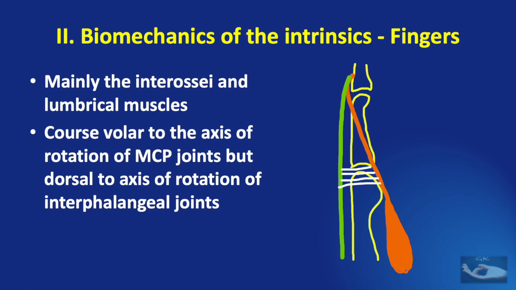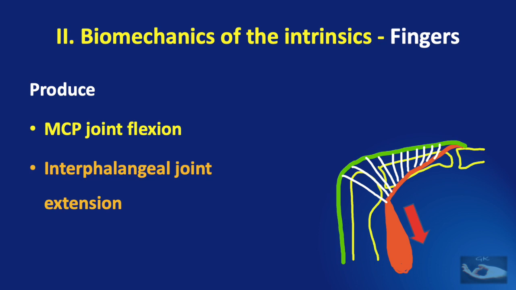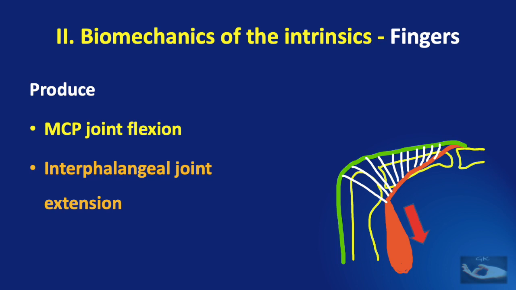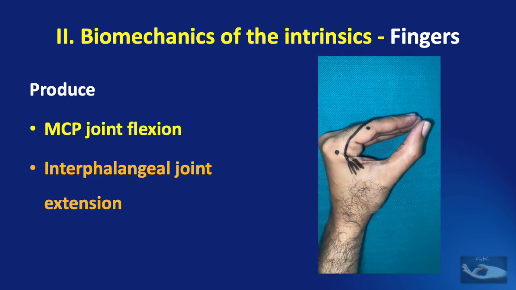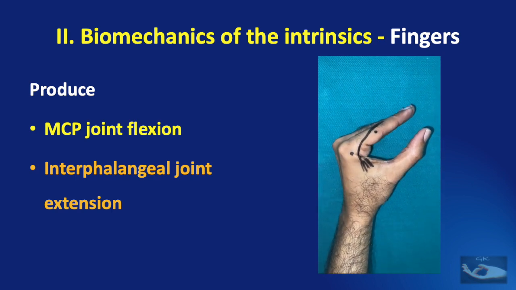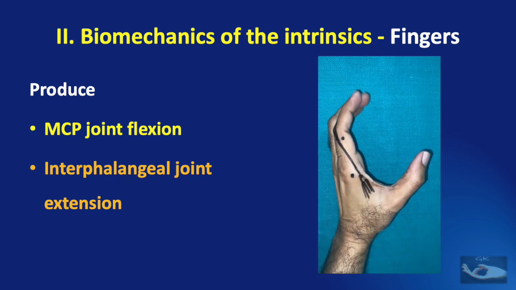This represents the transverse fibers and the oblique fibers of the extensor expansion. Here you can note that the tendons of the intrinsics run volar to the axis of the metacarpophalangeal joint and dorsal to the axis of the proximal interphalangeal joint. So when this muscle contracts, it causes metacarpophalangeal joint flexion and interphalangeal joint extension. To understand this better, I have shown a representation on my hand showing that the metacarpophalangeal joint flexes and the interphalangeal joint extends on contraction of the interossei muscles.